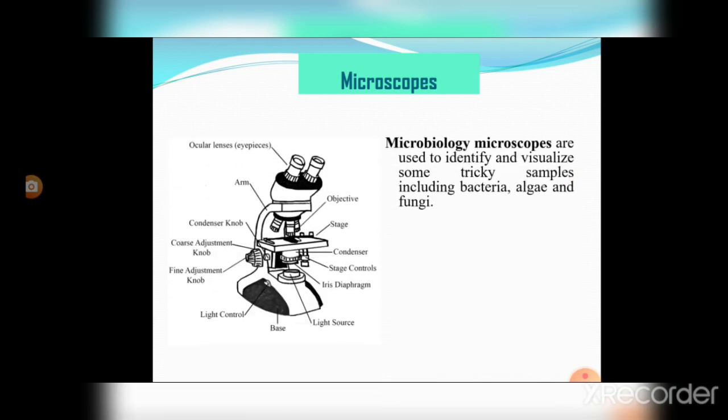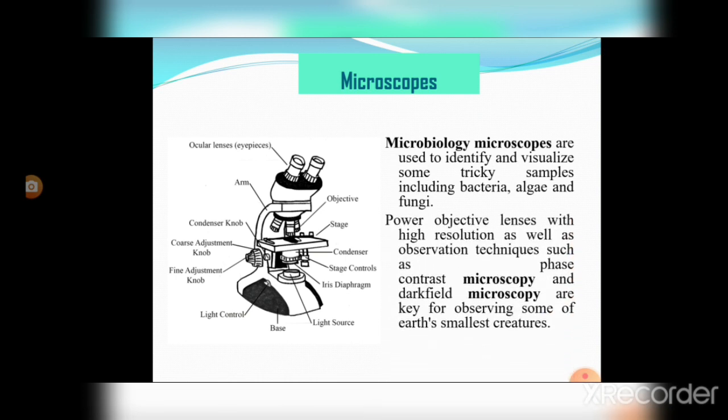Microscopes. Now, the microscope is an important instrument in the microbiology laboratory. It is used to identify and visualize the microorganisms. Power objective lenses with high resolution, as well as observation techniques such as phase contrast microscope and dark field microscope, are the key observations of some microorganisms.